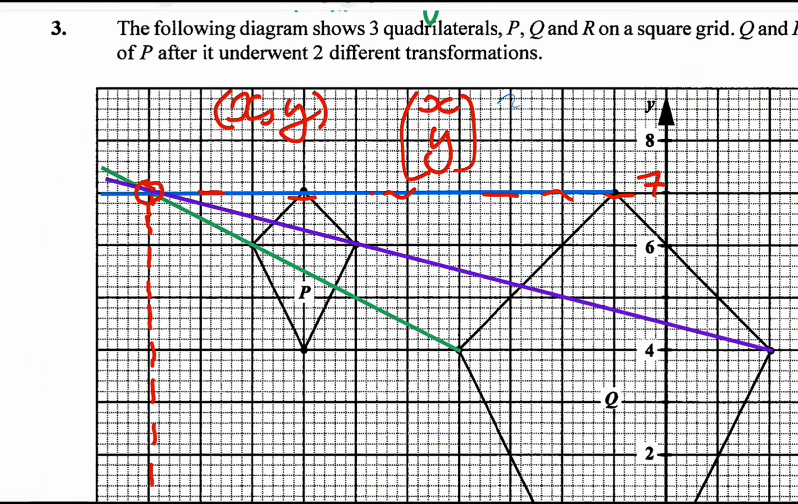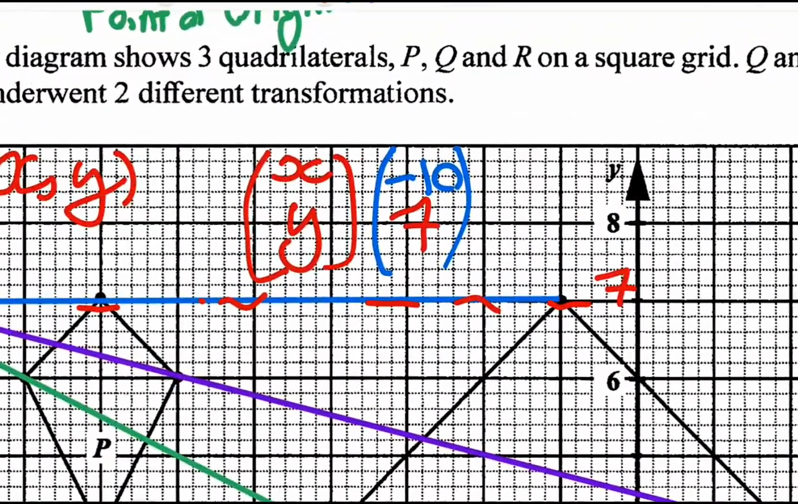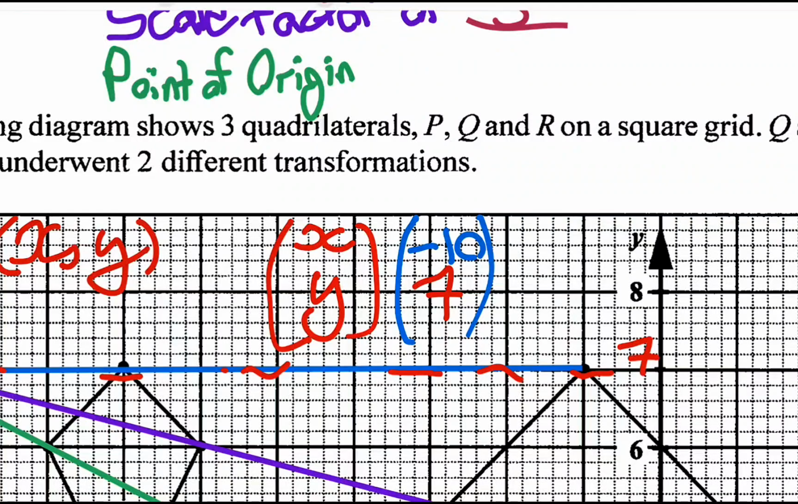Our values would be -10 and +7. So this would be your point of origin. Your point of origin will be -10, 7.